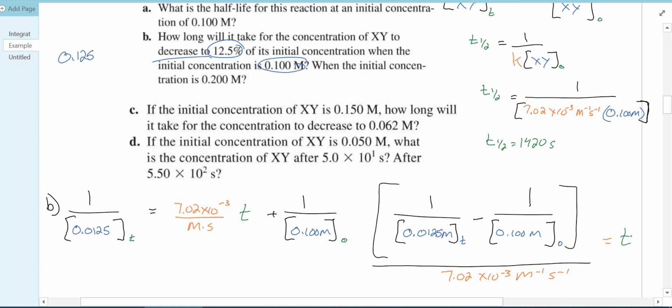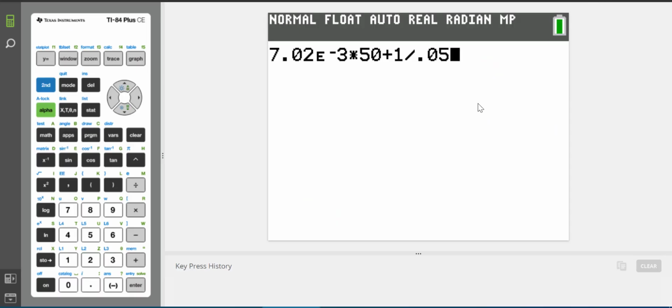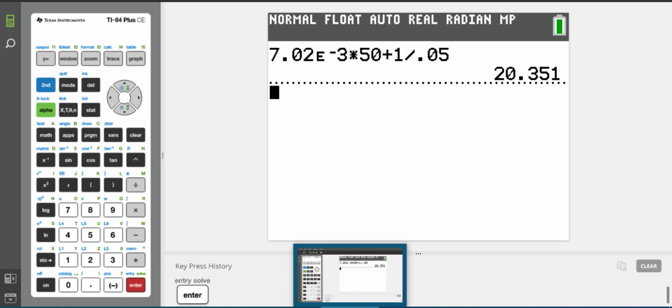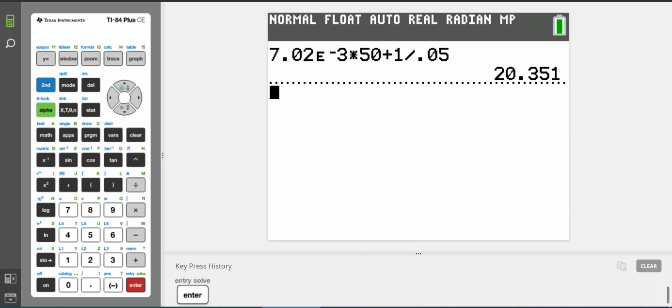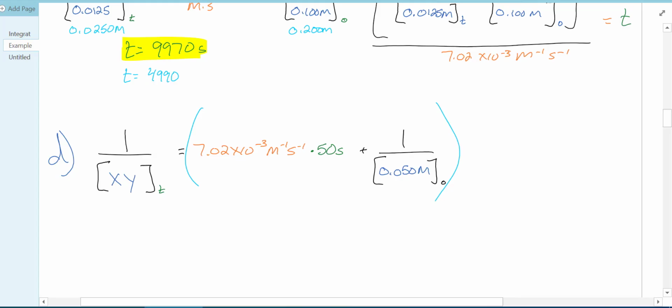All right. So if we do that, how do I do this in my calculator? All right, so we take k, 7.02 times 10 to the negative third, times 50, plus 1 over 0.05. I should get 20.351. All right, 20.351. And if we do that, that means I get 1 over the concentration of xy at time t is 20.351. I'm just going to round at the end.